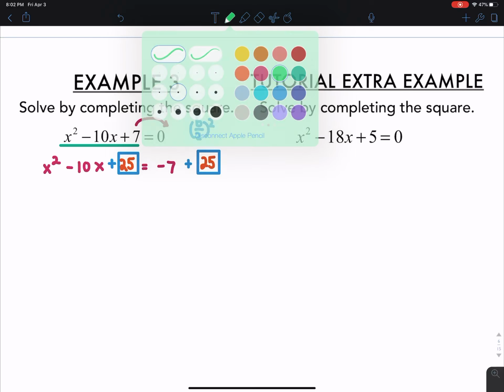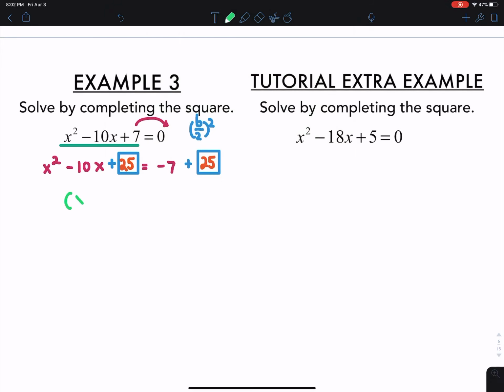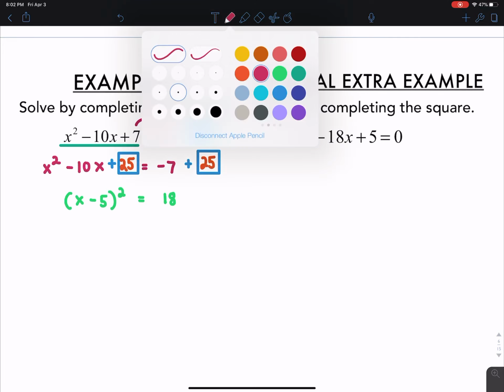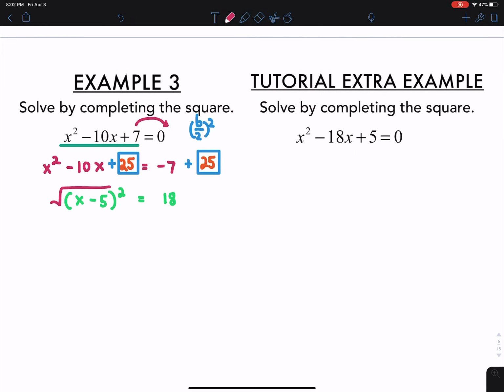And then it's just like example 1. So the left side is going to factor to (x - 5) squared. And then negative 7 plus 25 equals positive 18. And then we can square root both sides. And when we take the square root of a number, we need plus or minus. So the left side is going to simplify to x - 5 equals plus or minus the square root of 18.